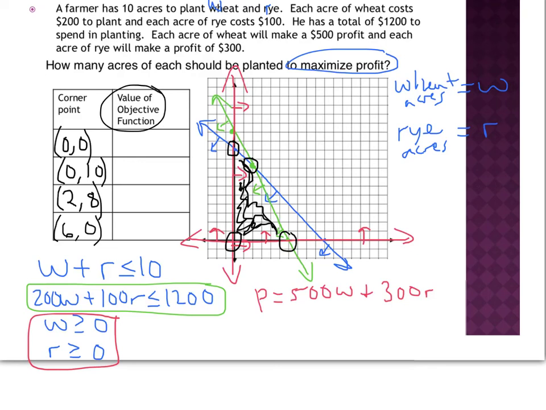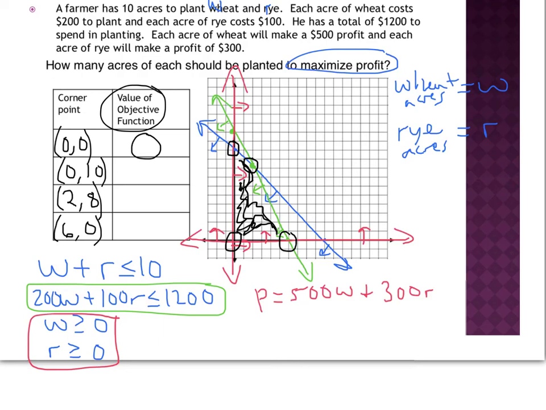So now, how do I get the value of my objective function? Well, that's actually not too difficult. I'm going to take these points and plug them into my objective function, the one that's going to tell me the profit. If I plug in 0, 0, meaning I plant 0 wheat and 0 rye, I'm going to get $0. That makes sense, right? If I'm not going to plant any crops, I ain't going to get no money.